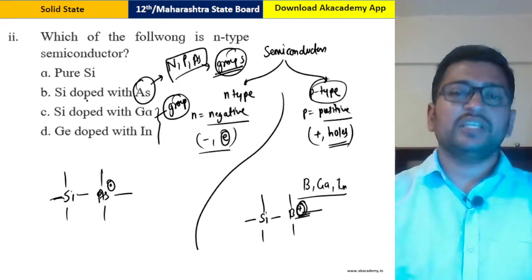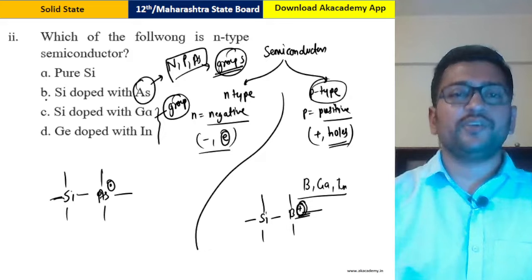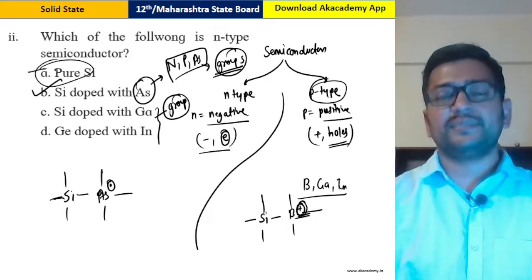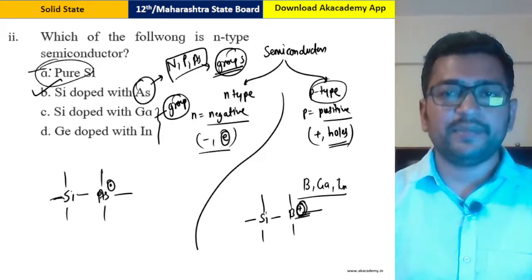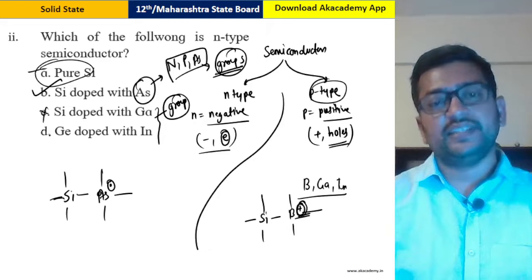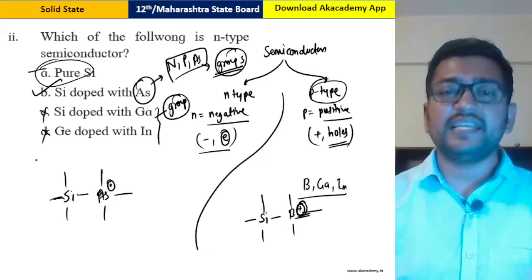So here the correct answer is going to be silicon doped with arsenic, because pure silicon is just a semiconductor, but it is not n-type and not p-type, and C and D, both of these options are incorrect.